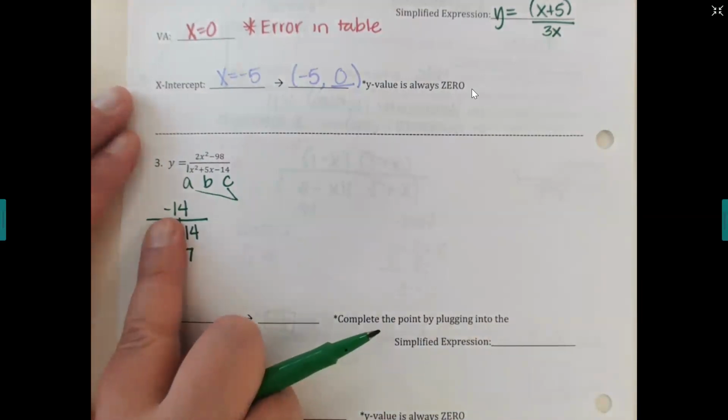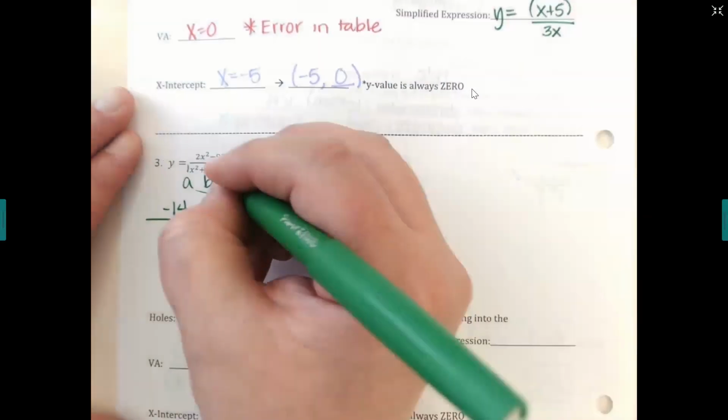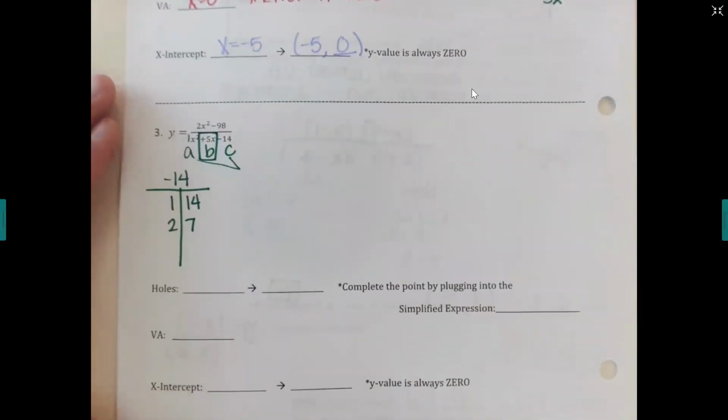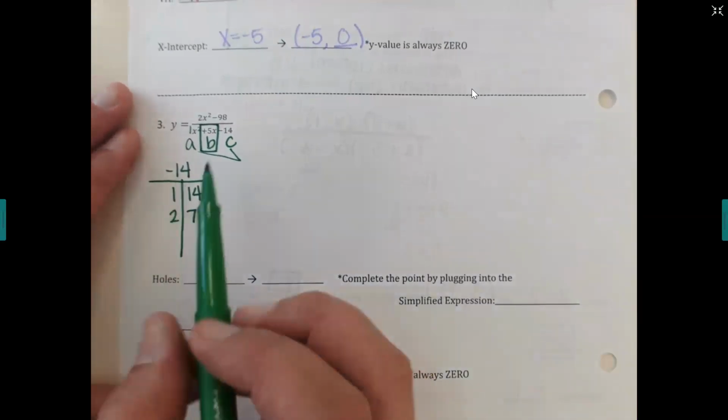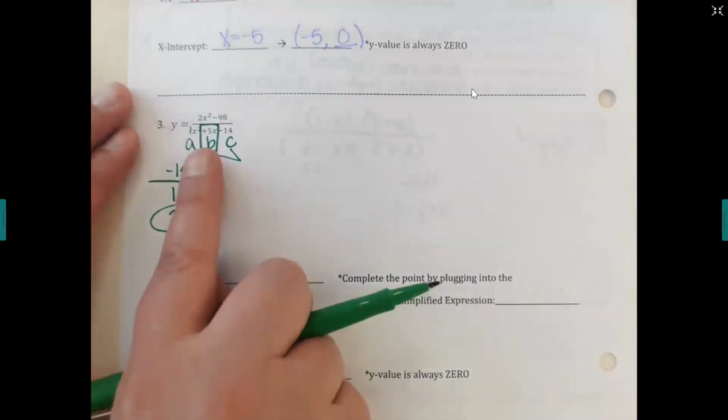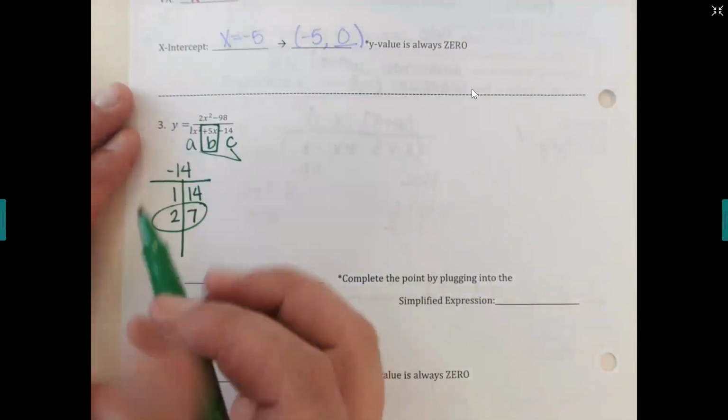Top number is -14, so I want to subtract to get what number? I want it to be 5. So who are we picking? Okay, 2 and 7. Where should I put the minus? The bigger number, the smaller number? Smaller, because I want my 5 to stay positive, right?